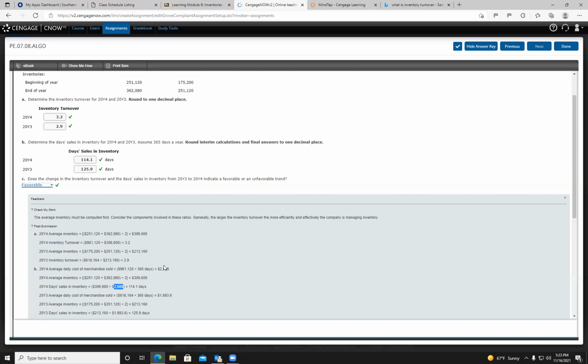So if you look at the trend for days sales and inventory between year 3 and year 4, in year 4 you were able to do it in 114 days, whereas in year 3 it took you 125 days. So the trend from year 3 to year 4 is a favorable trend because you were able to sell your inventory faster. In other words, it sat on your shelves for a shorter amount of time.